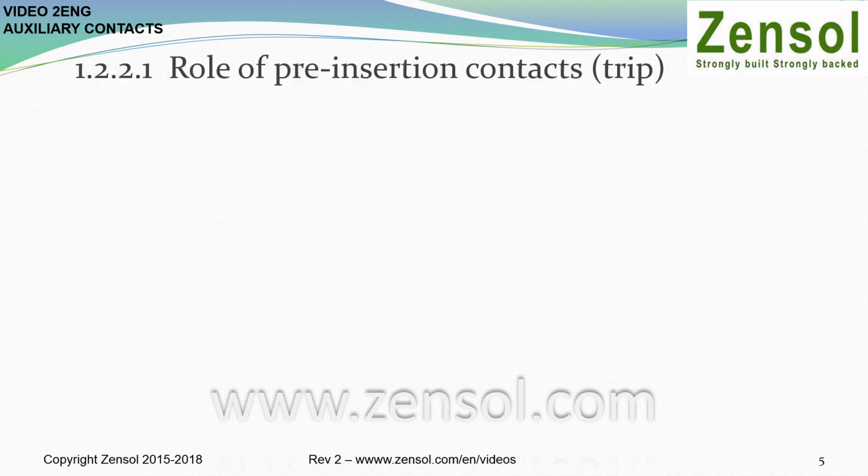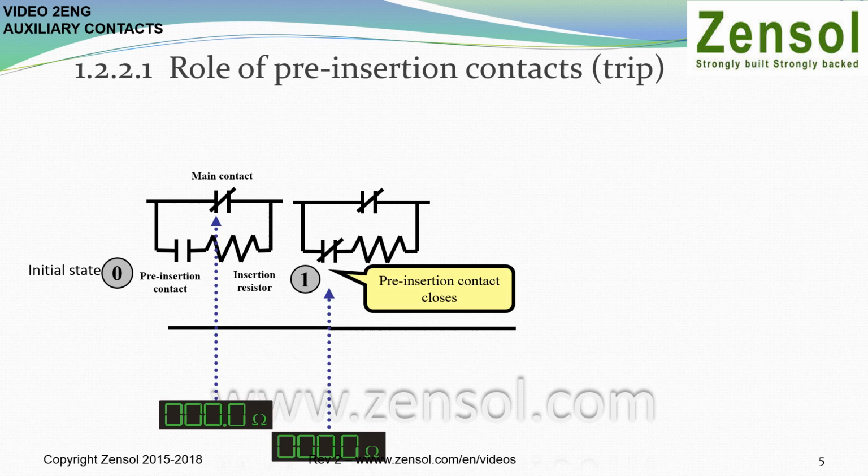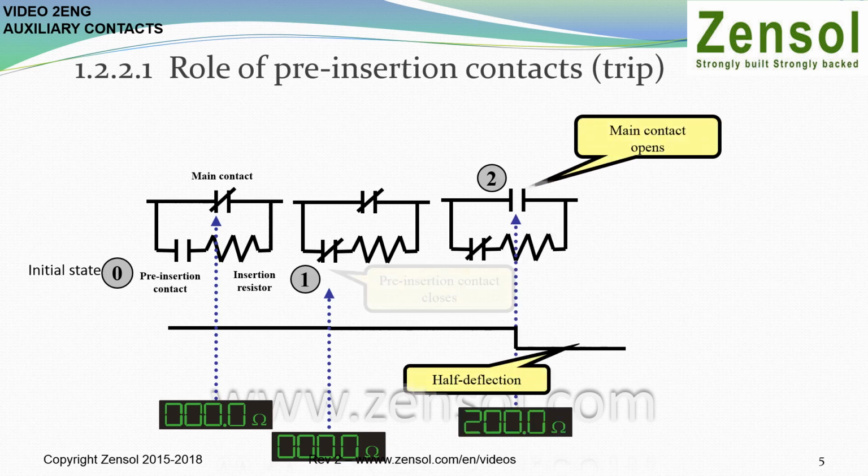The following animation explains the role of the pre-insertion on opening. At the beginning, the main contact is closed while the pre-insertion contact is open. Note that the resistance is 0, so the current flow is at its maximum. The first stage is the closing of the pre-insertion contact. This connects the insertion resistance while keeping the main contact closed. The second stage is the opening of the main contact.